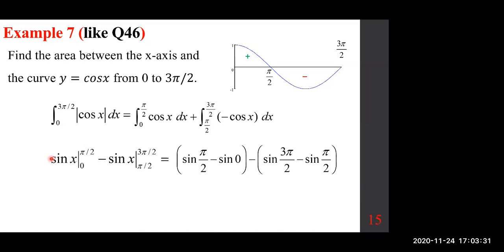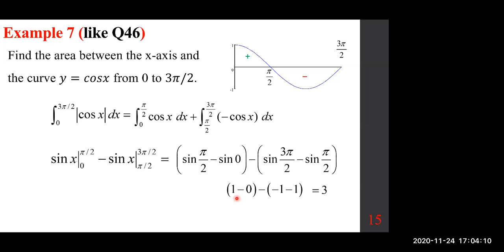Okay. And so sine of pi over 2 is 1. This is 0. Minus sine of 3 pi over 2 is negative 1, minus sine of pi over 2, which is positive 1. See what happens. So this is 1 minus 0 minus, this is negative 1 minus positive 1. So this is negative 2, and with this negative it becomes positive 2. This is positive now, and 1, they add up to 3. So I hope everybody is okay with that.